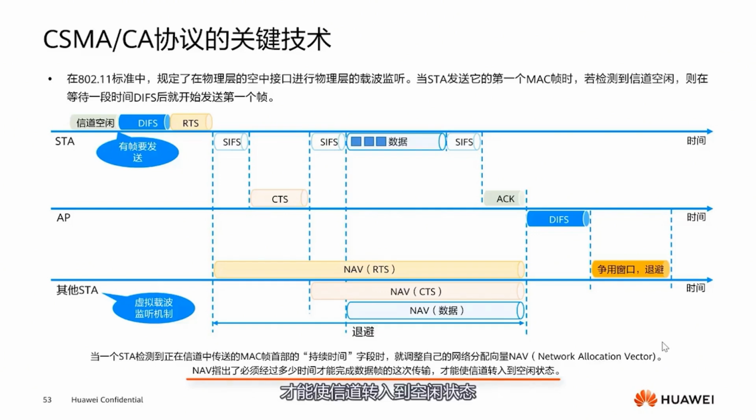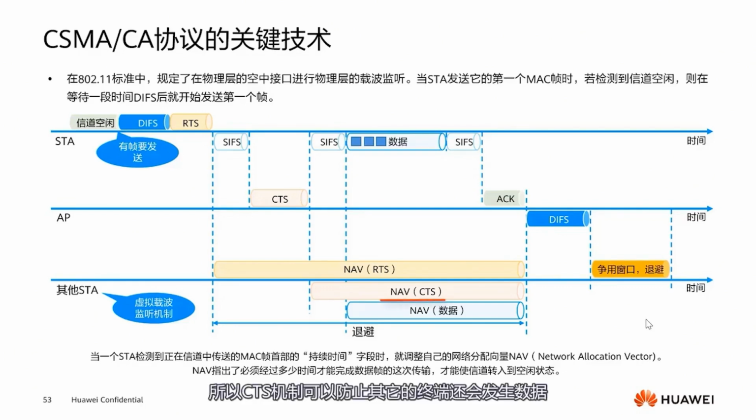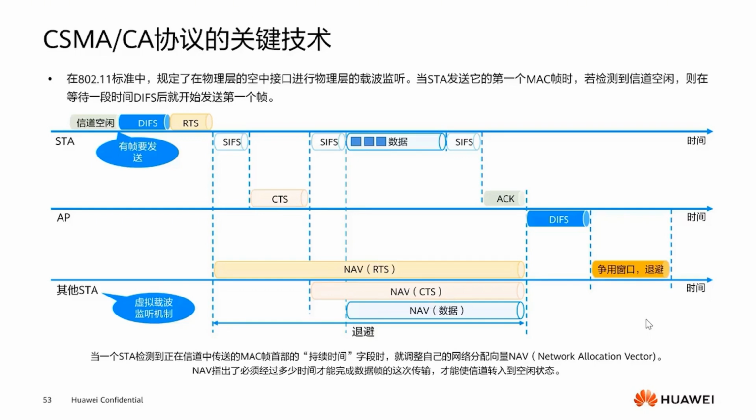Secondly, when the AP receives an RTS, it sends a CTS. After the CTS is sent, if other STAs, like STA2, are far from STA1 and can't receive STA1's RTS, they might still transmit wireless data. But it's okay because the AP sends a CTS, indicating to all terminals within its range to back off, thus generating a second NAV, preventing further data transmissions by other terminals.